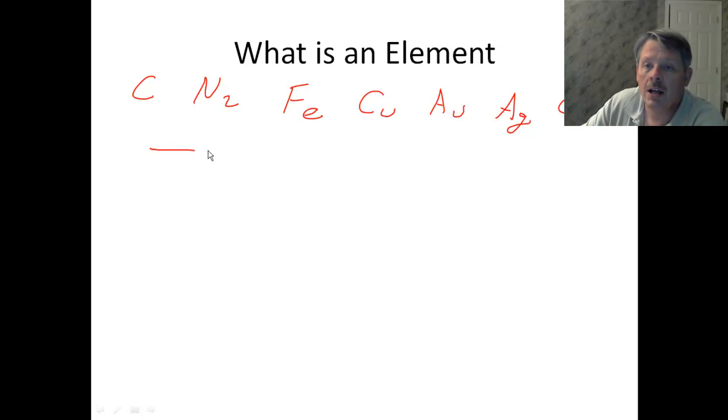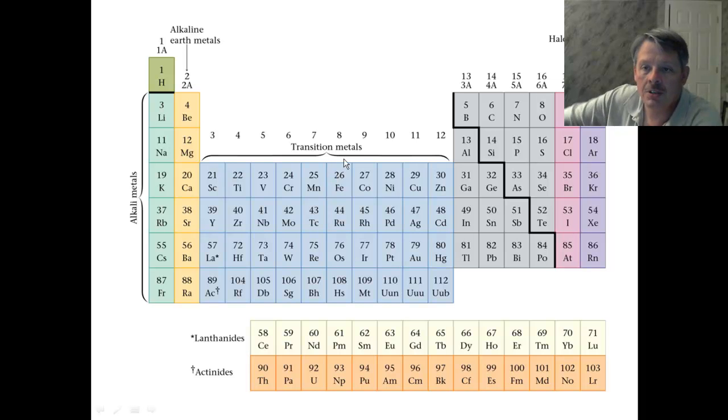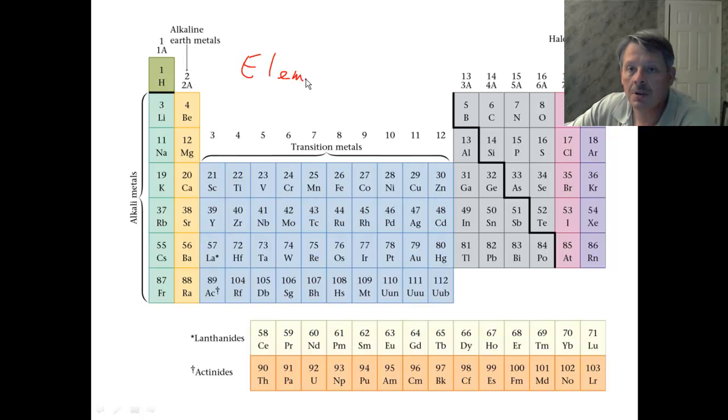All right. Now, elements, where are they? Well, the elements that you're going to be working with are on the periodic table. Bottom line is, these are all the elements. If it's not here, it's not an element. Okay, it's that simple. If it appears on the periodic table, it is an element.